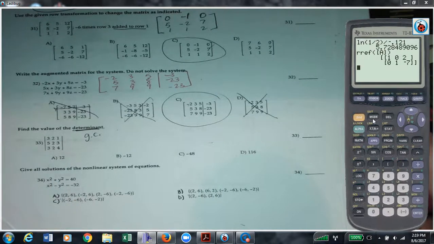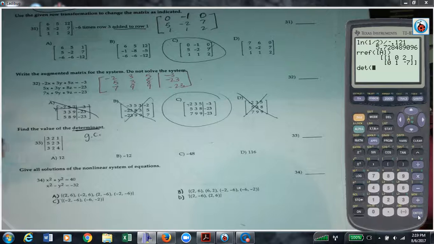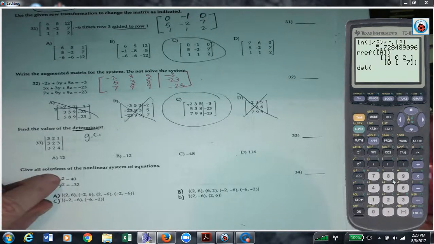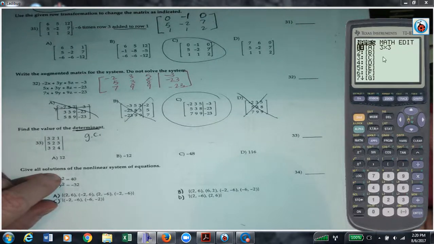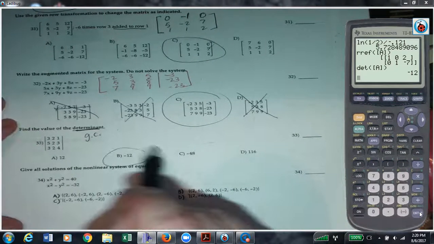So get out of the matrix menu, get back in. Go to math, and there you are, determinant. Press enter. Now, your calculator is asking you, the determinant of what? The determinant of the matrix that I named A, and close parenthesis. So negative 12. There we are.